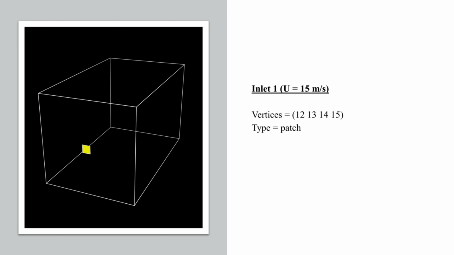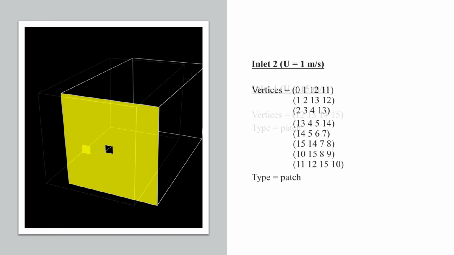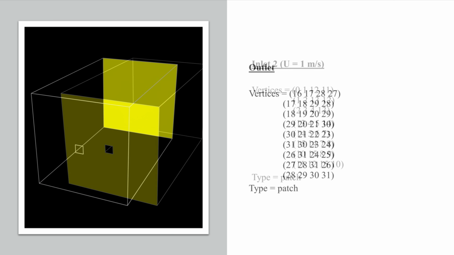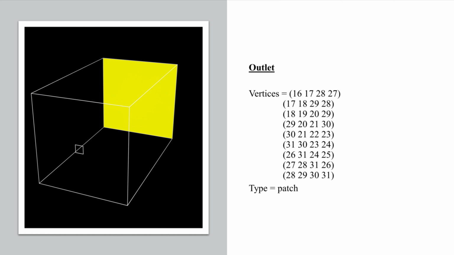Again, this is done by listing the vertices that make up the faces that you want to be a boundary. You also need to list the type of boundary you are defining. This may be a patch for an inlet or outlet, wall for a wall or some other object, or empty for a symmetry plane. The best way to really wrap your head around this whole process is to look at the animation I showed in the beginning with the vertex labels.